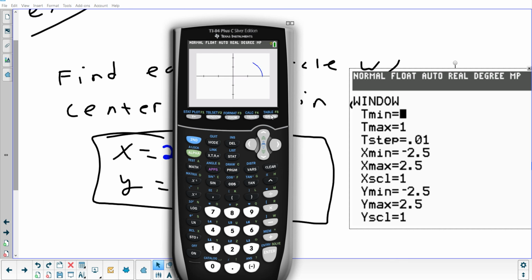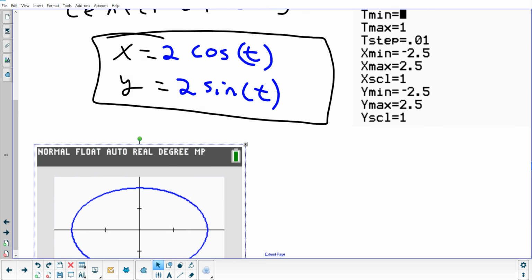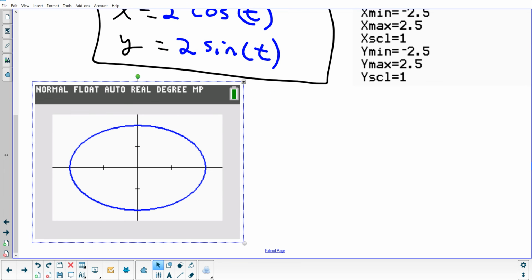Now, it's not going to look like a circle, but it is a circle. Look at the ticks. It is 2 units in every direction. That is a circle. It doesn't look circular because you've set the screen as a rectangle, and you've set 2 units for the width and 2 units for the height, but the width and the height are different on the screen.